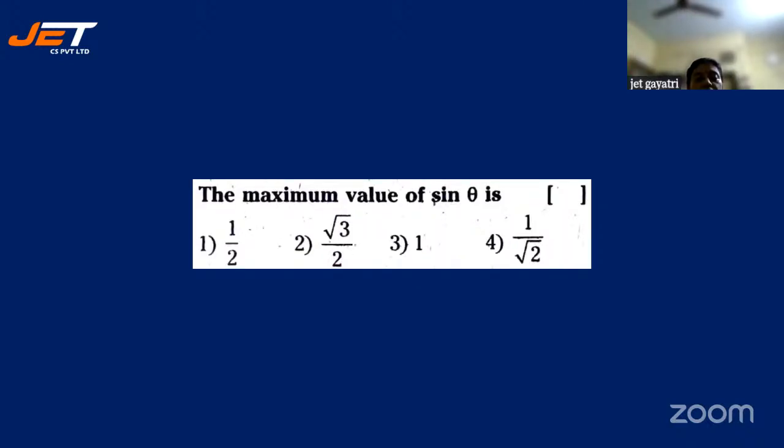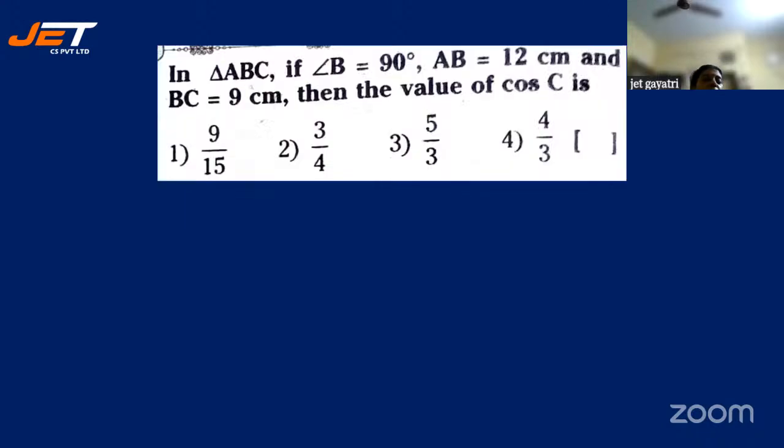The maximum value of sine theta is dash. So see here how beautifully they are testing us. To do this, you must be familiar with the answer earlier, or you have to do it and see. What is 1 by 2? It is 0.5. What is root 3 by 2? So root 3 is 1.732 divided by 2. Okay. Third is 1. Fourth is 1 by root 2, and root 2 is 1.414. So it is only option 3. That is 1. That's the maximum value. All right. Yes. Now see the next question.